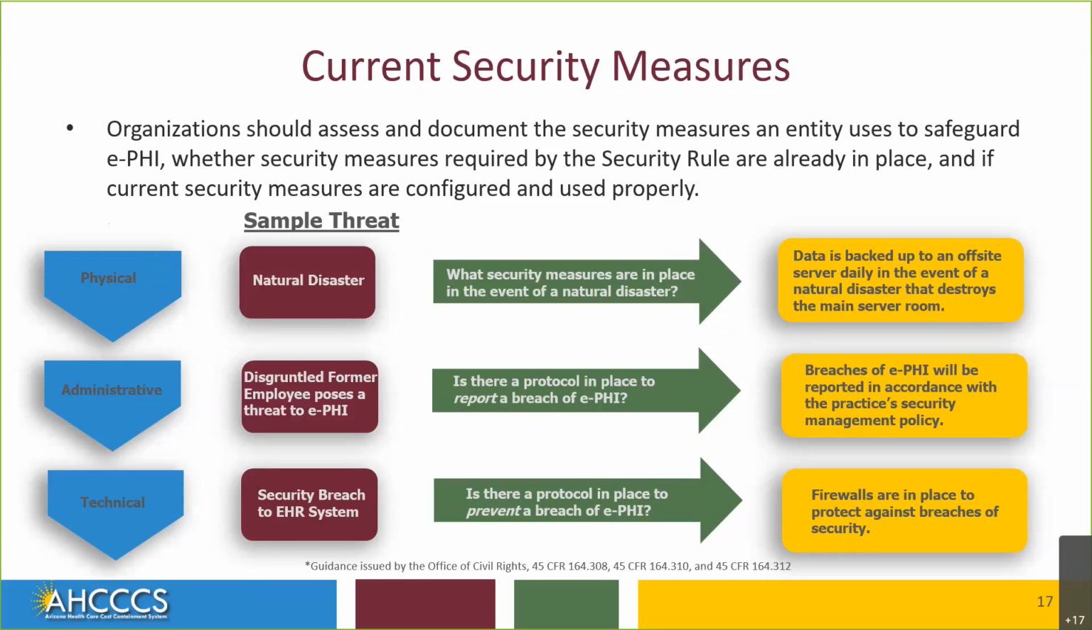Then for technical, the last example, we're talking about a security breach to the cert. So you want to ask, is there something in place to prevent a breach of that cert system, the breach of electronic PHI? An example would be that firewalls are in place to protect against breaches of security. So the practice has implemented certain things on their system to stop that from happening. Now, could it still happen? Potentially, but you want to identify what the practice is doing to keep that electronic PHI safe.